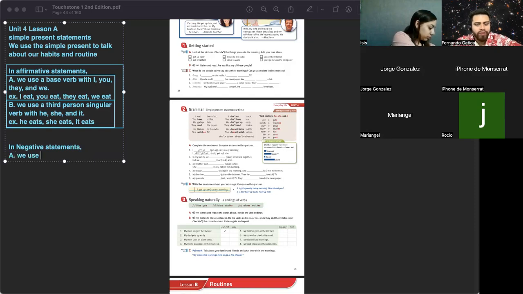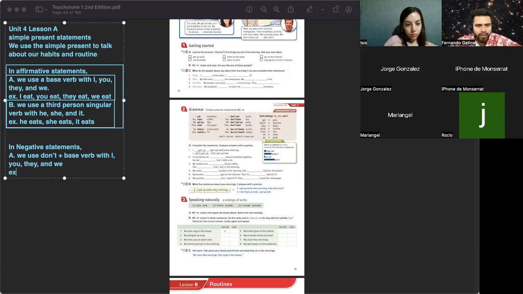we use don't plus base verb with I, you, they, and we. For example, I don't eat. You don't eat. They don't eat. We don't eat.